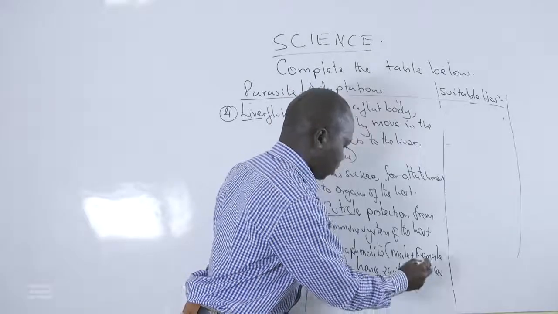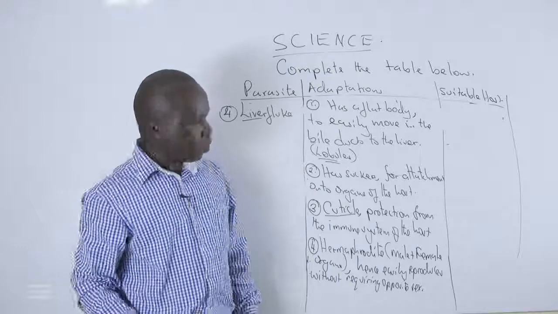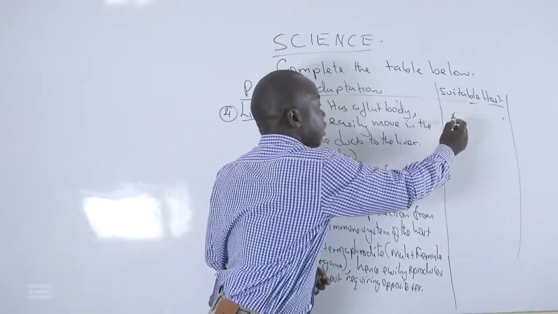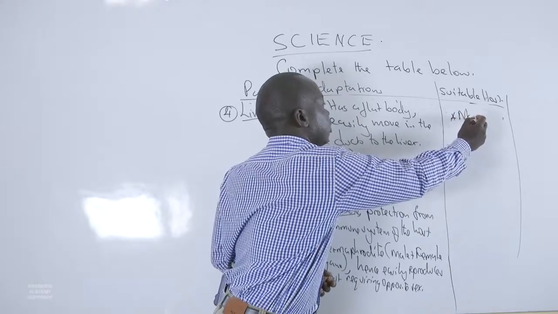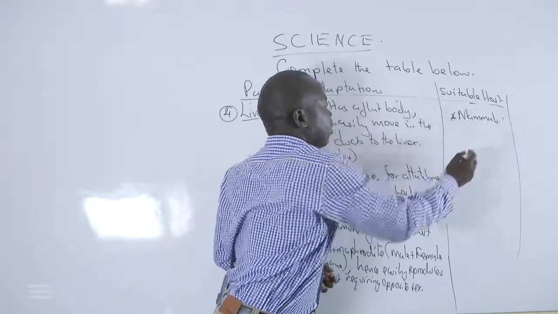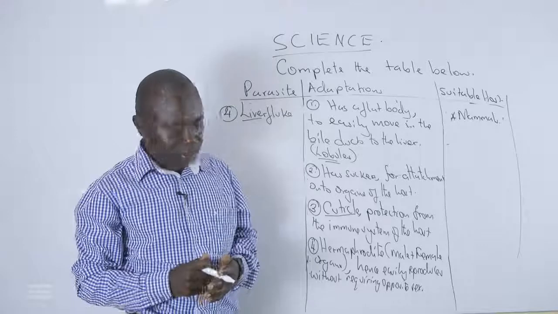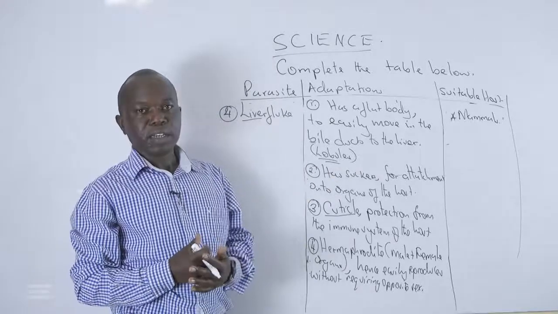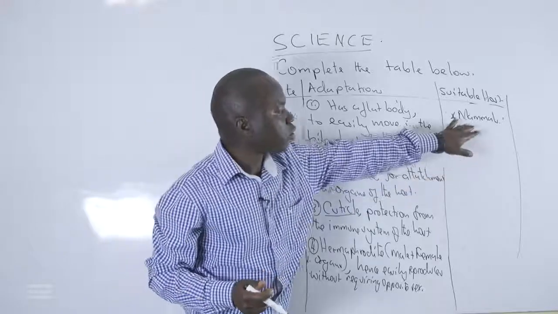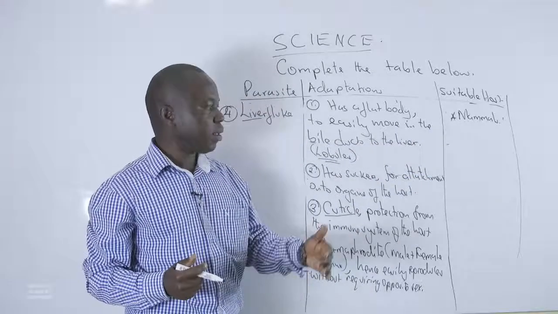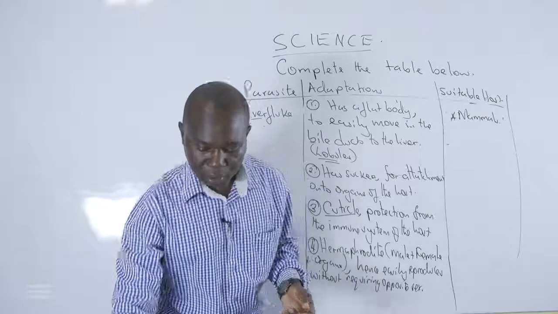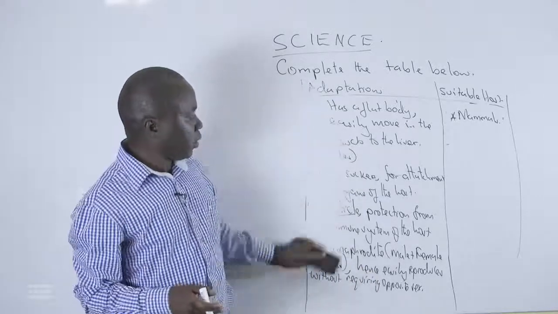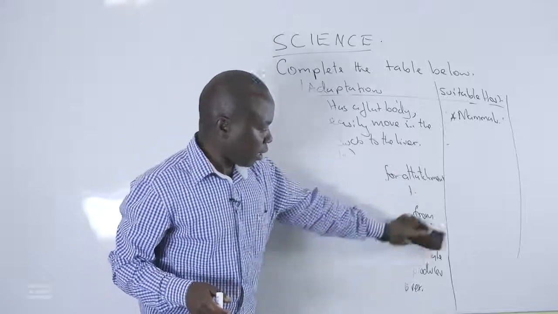Opposite sex. So most of the hosts are in the group of mammals. Mammals form the best host or suitable host for the liver fluke. So we have a host of them: man, sheep, cow, goats, and several others. So that was as far as parasitism is concerned.